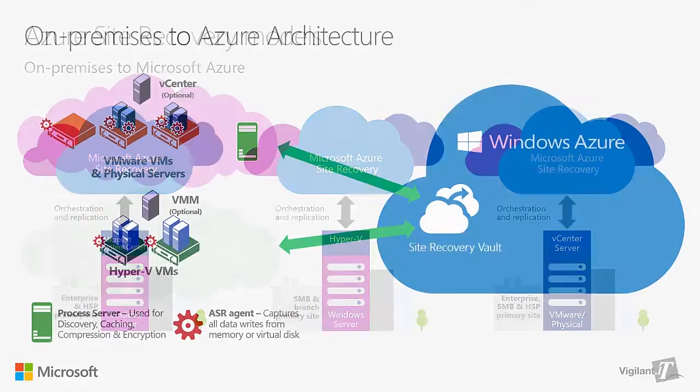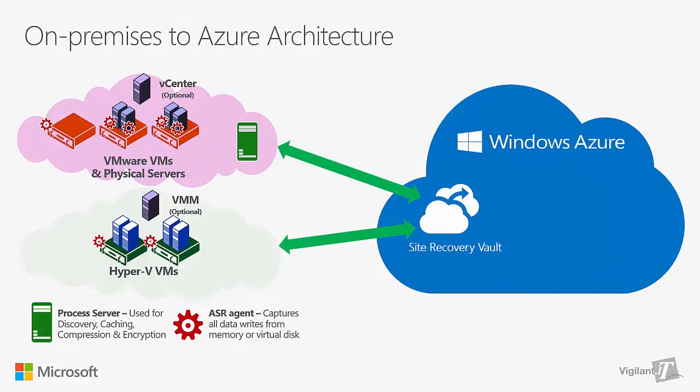Let's take a quick peek at what the architecture of Azure Site Recovery would look like with an on-premises to Azure protection model. As you can see here, we have both a Hyper-V cloud with or without System Center and a VMware cloud with or without vCenter along with a physical server. The first difference we note is that a Hyper-V environment can replicate virtual machines without any additional components, and does so with the help of an agent at the hypervisor level.